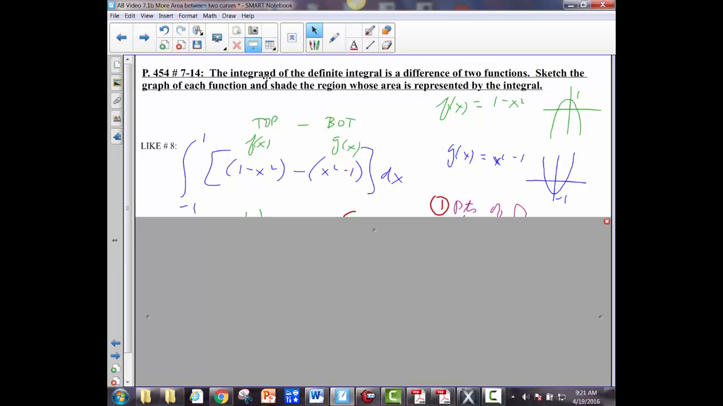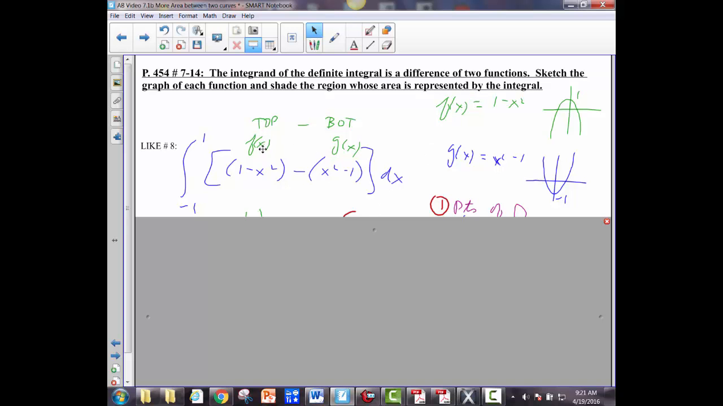Okay, number 7 through 14, the integrand. Now we're working backwards. Instead of them giving you the picture, you got to come up with the integral. They're giving you the integral, you got to come up with the picture. The integrand of the definite integral is a difference of two functions. So you'll notice you have a function minus a function. Sketch the graph of each function and shade the region whose area is represented. They don't want the area, they just want you to shade it.